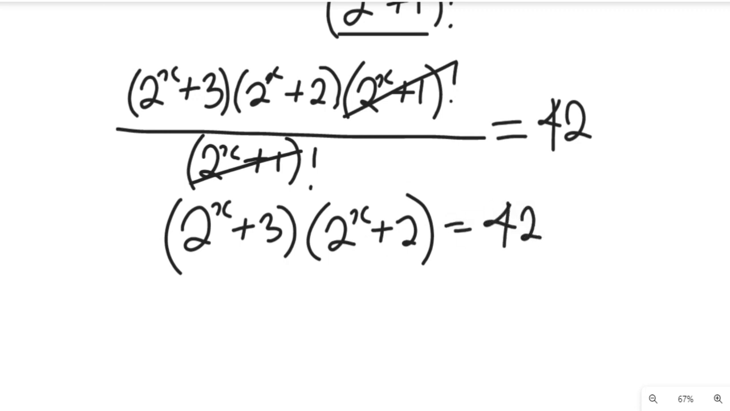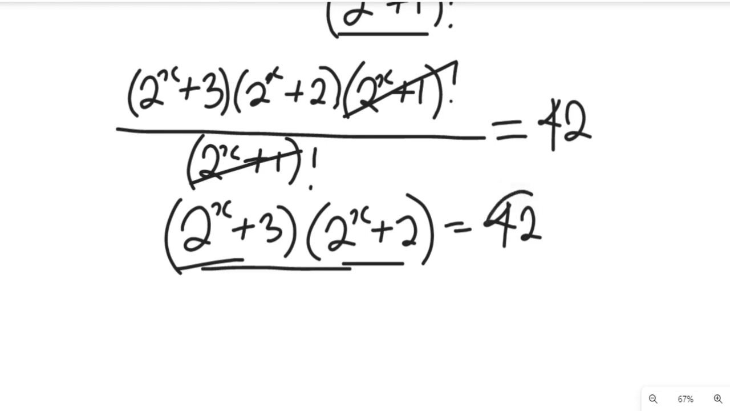Now, there are two good methods through which we can simplify this equation. We either multiply the left-hand side and set the equation to become a quadratic equation, and then solve quadratically for the values of x, or what we'll do next is to look for two consecutive values, because these values are just like consecutive values. We have 2^x + 3 and then 2^x + 2.